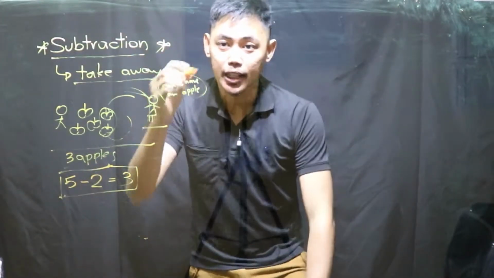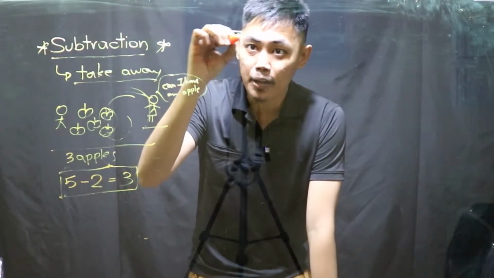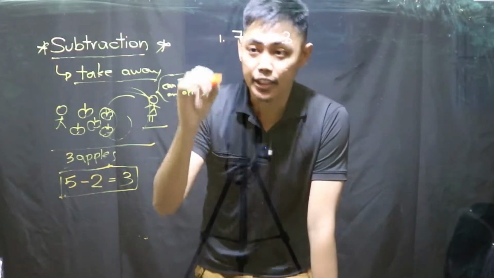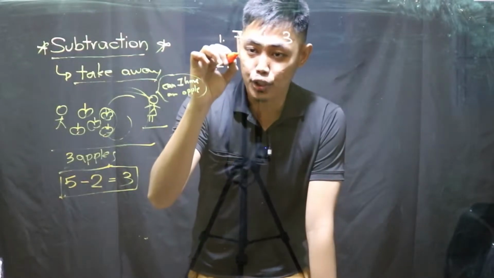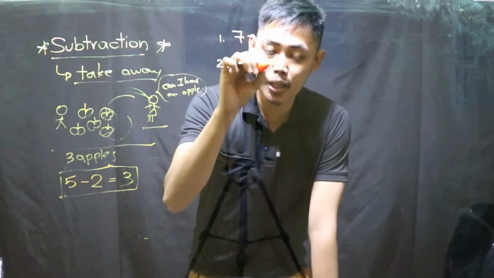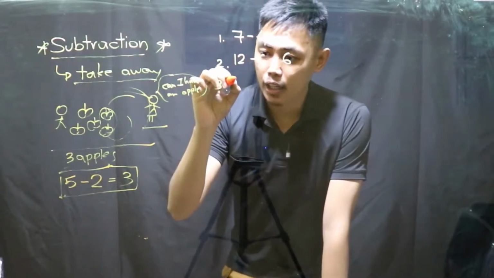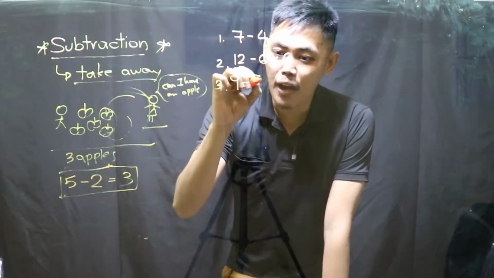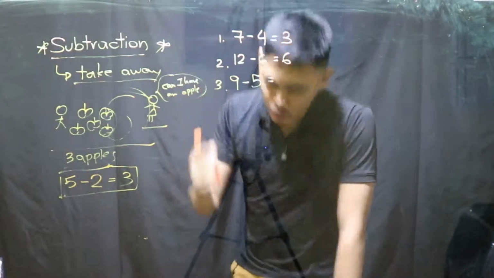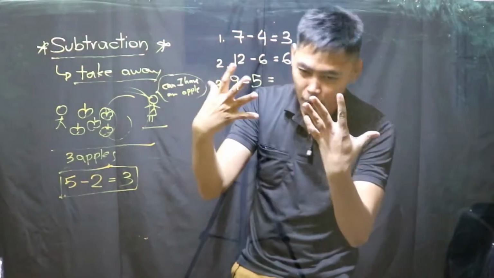So if I say number 1 here, 7 minus 4, this is equal to 3. Easy peasy. And this next number, shall we say 12 minus 6, that would be 6. Okay, how about 9 minus 5? Oh, this is the most difficult one. I cannot solve this problem in my head, but I can use my mind, or I can use my fingers.